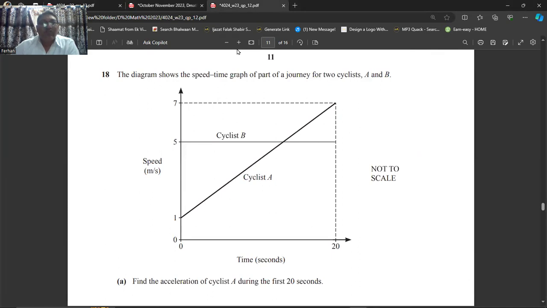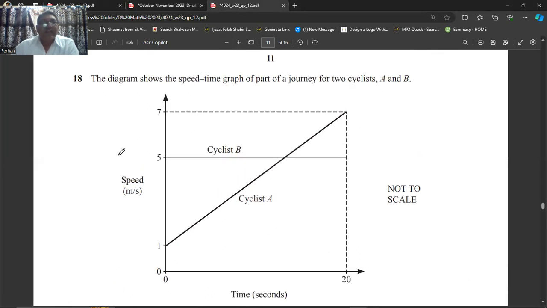Now we have question number 18. He says the diagram shows the speed time graph of part of a journey of two cyclists, A and B. So it's a speed time graph. On the y-axis, we have speed. On the x-axis, we have time. So the graph for cyclist A is this, and the graph for cyclist B is this. These are the speed time graphs.